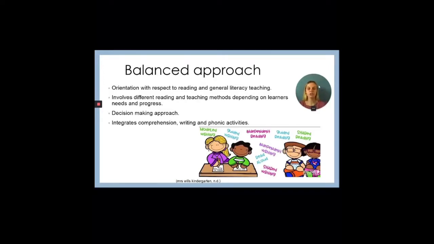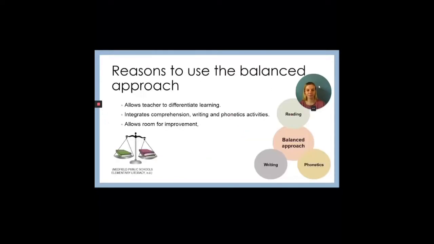The balanced approach to reading is not a reading theory. It is an orientation with respect to the reading and general literacy of teaching. It involves different reading and teaching methods depending on the learner's needs and progress. It is a decision-making approach, as the teacher has the right to make a decision on her teaching, as well as reflect on it and make decisions which will help make the learners better readers as well as writers.